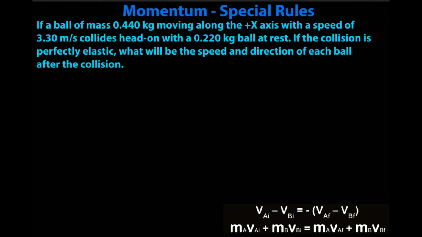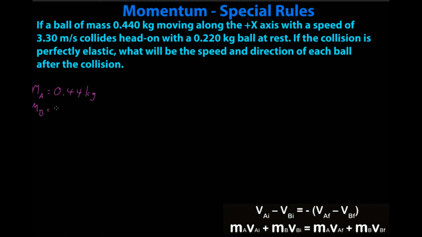If a ball of mass 0.44 kilograms moving along the positive x-axis with a speed of 3.3 meters a second collides head-on with a 0.22 kilogram ball at rest, if the collision is perfectly elastic, what will be the speed and direction of each ball after the collision? So flat out, they're telling you have two unknowns. Let's start by listing givens.